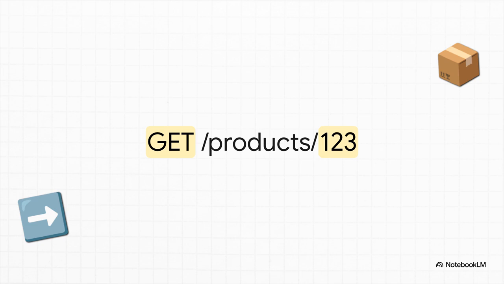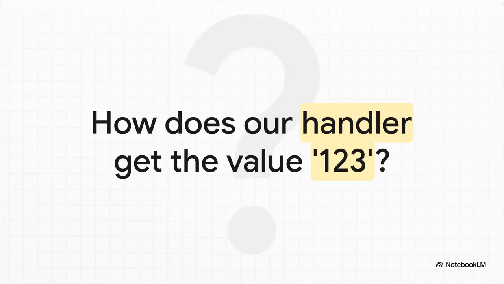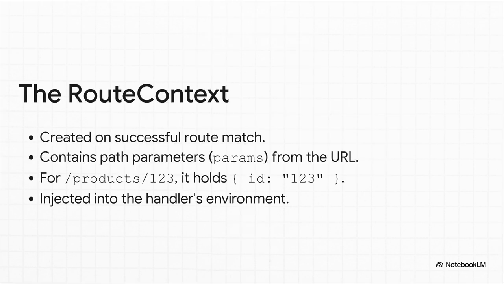It's the ID we need to fetch the right product. The big question is, how does our handler code get that 123 from the URL? And how can we be sure we're doing it safely without just manually splitting strings and hoping for the best? The answer is something called the RouteContext. And this is where the magic happens.